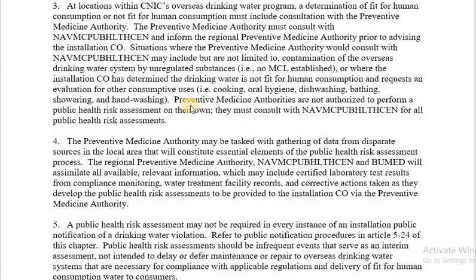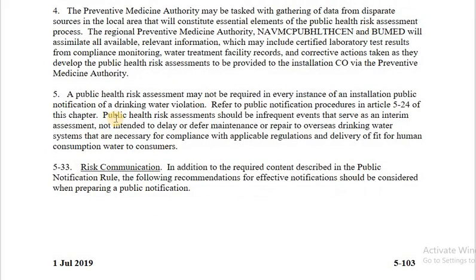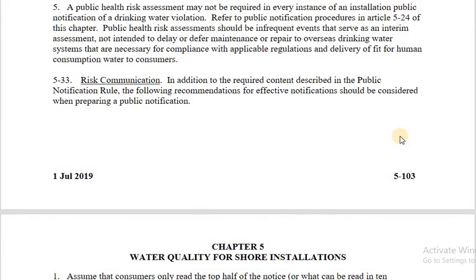PrevMed doesn't do the public health assessment on their own. They need to consult with the Navy Marine Corps Public Health Center. And then they can also be tasked with gathering information. Again, that kind of ties in earlier in the instruction. Like the PrevMed person, their job is like the investigator in this one. It does say that public health risk assessments aren't very common. So what I got out of reading this section is that you only really do this if there's a suspicion that there's something wrong with the water. So it's infrequent, and it's not intended to delay or defer maintenance or repair to overseas drinking water that is necessary. So the public health stuff isn't something that happens too often.